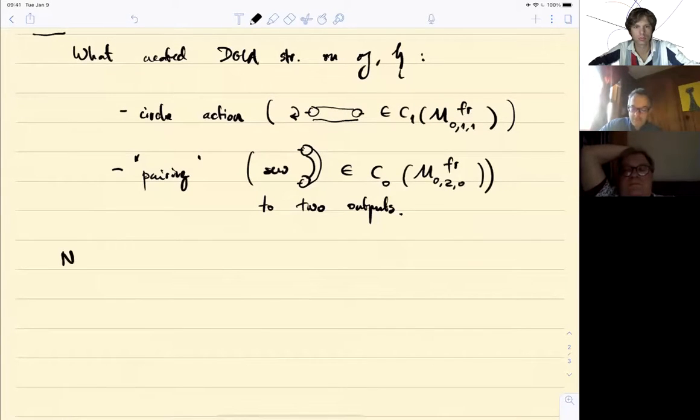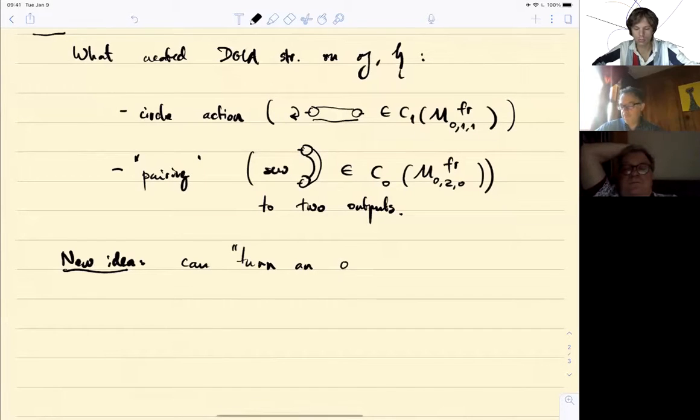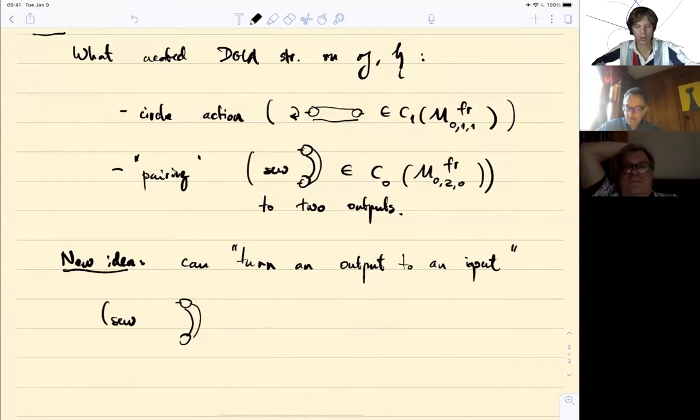So the new idea is to notice something very simple, that we can turn an output to an input, which corresponds to sewing the same element, but to only one input, to only one output.